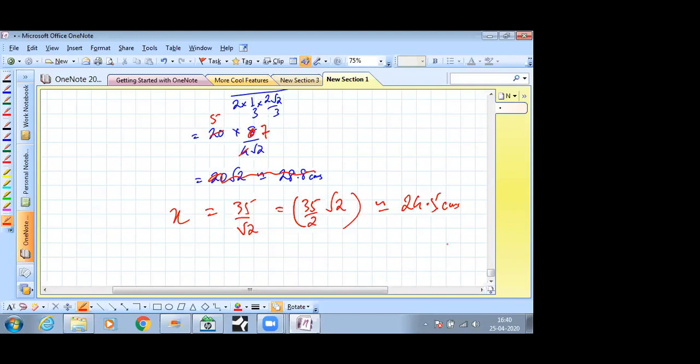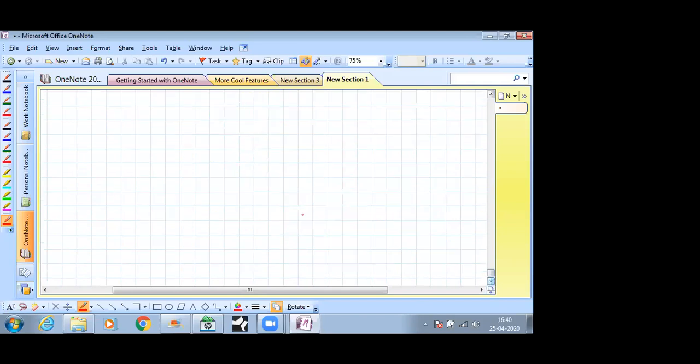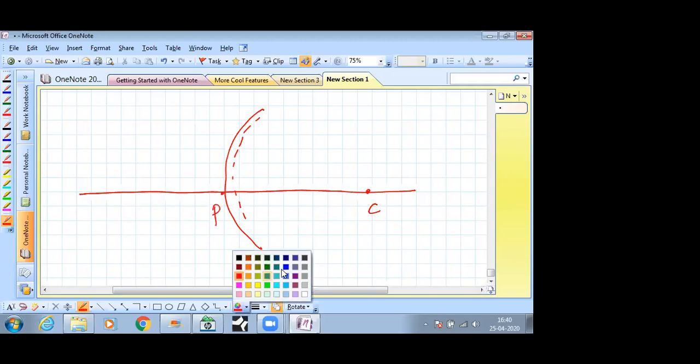Alright, so clear so far. Now let us find out the value of y. So for y, see what we will do. We'll just use geometry. This was a mirror. This was my principal axis. This point of center of curvature, this point of pole. Now my other ray, which was incident, now I'm drawing it with a different color.